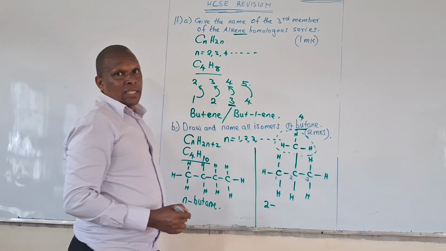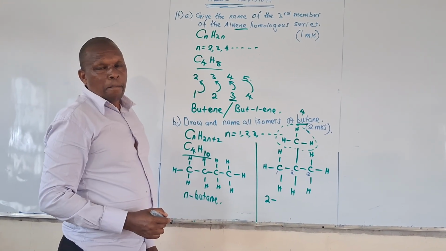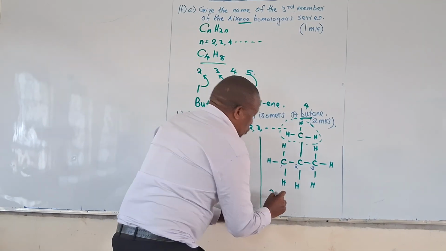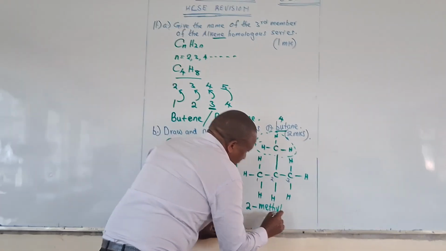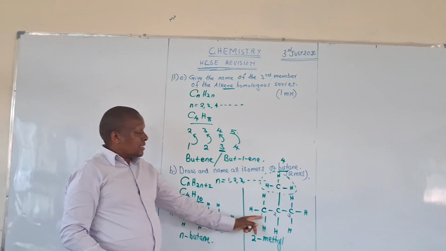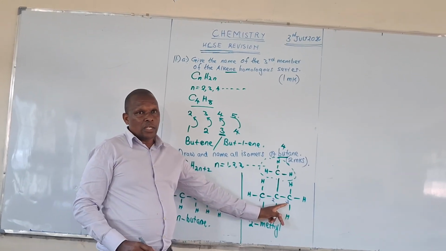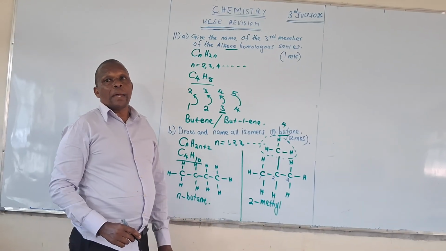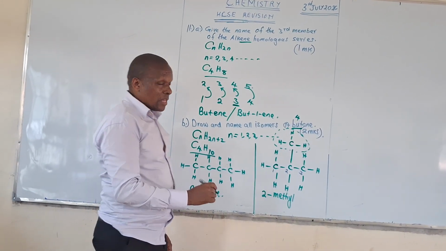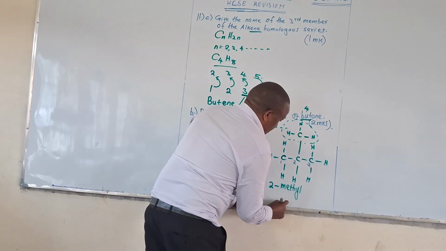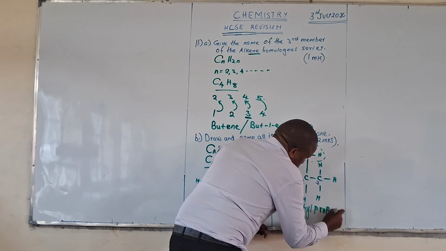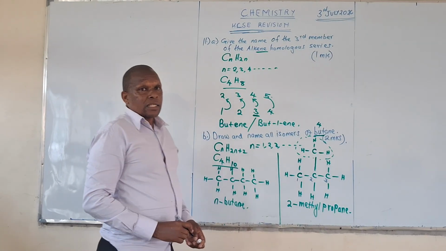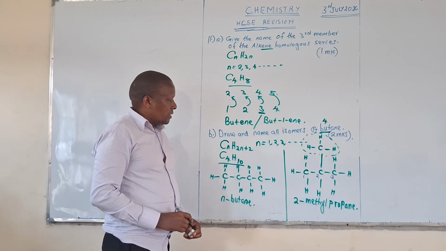What do you call that branch? It is a C3 group. Methyl. Okay. 2 methyl. Now the longest continuous chain has got how many carbon atoms? 3. So that is propane. 2 methyl propane. These two are the isomers of butane.